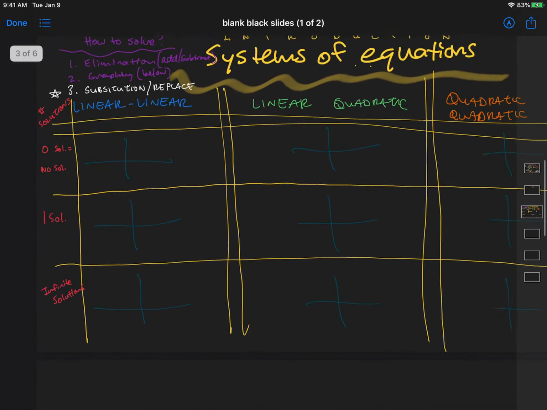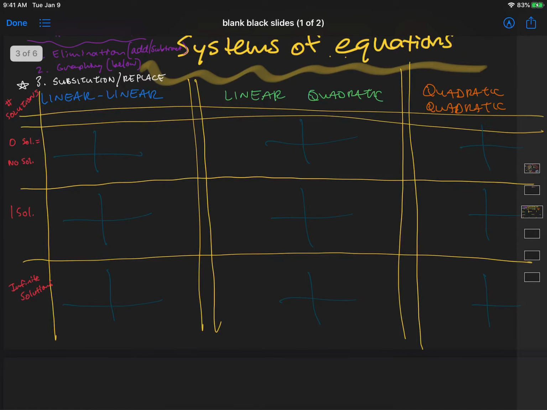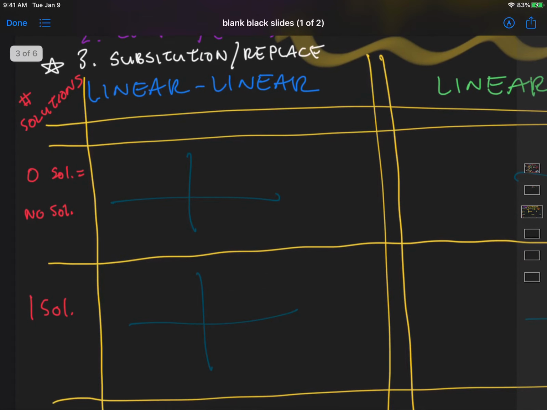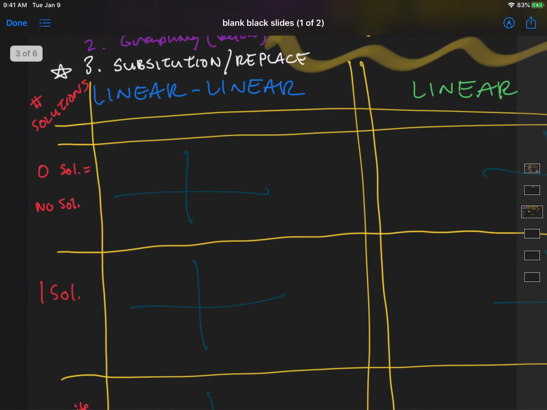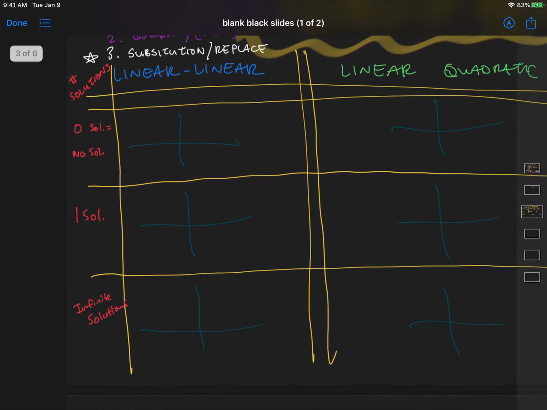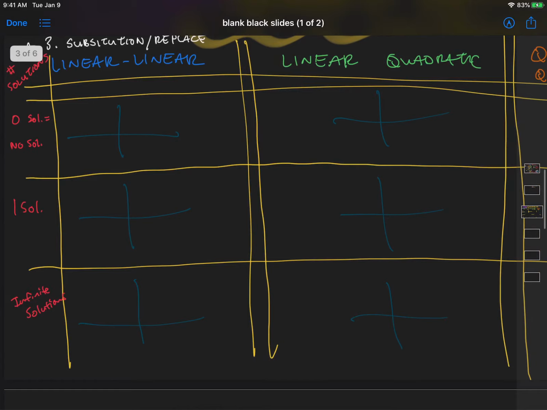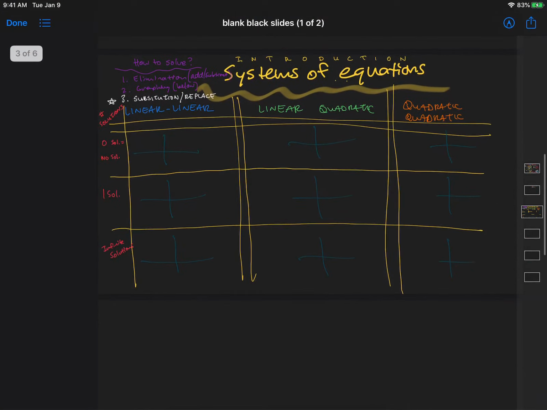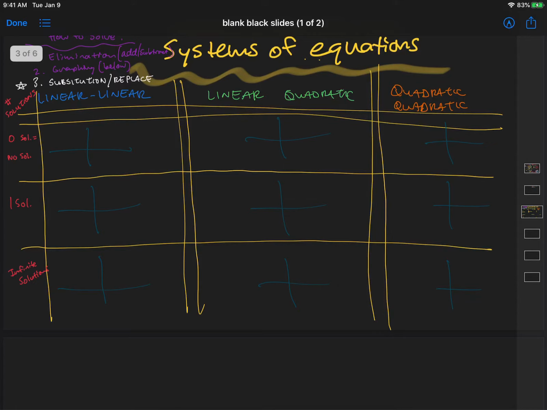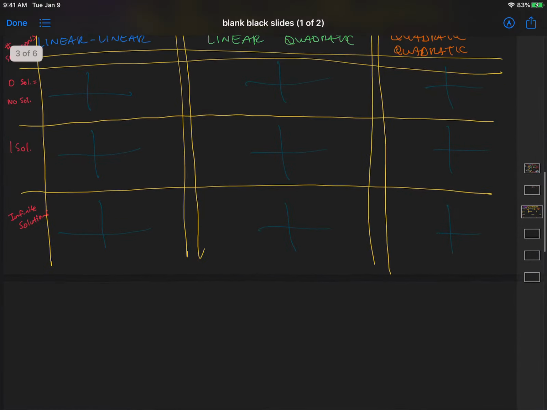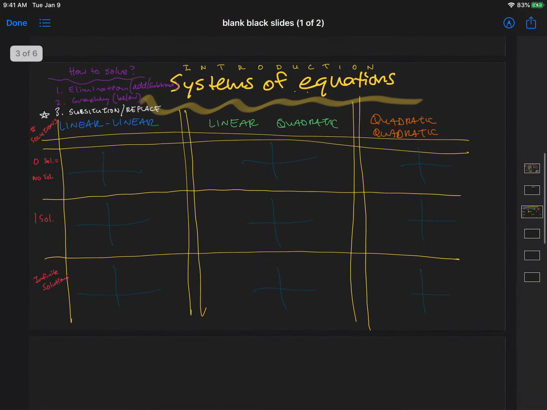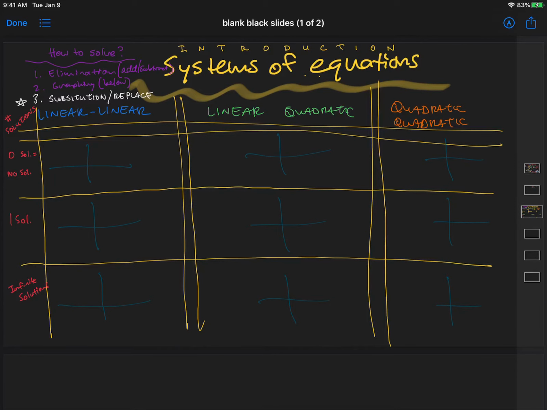But here's my little puzzle. Can you draw the pictures that show, for example, in this column in blue there, a linear and a linear? Can you draw me two linear graphs that have no solutions or no intersections? Over here, can you show me a linear and a quadratic that have, in this middle column, one solution? And then, for the quadratic and quadratic, can you show me that it has an infinite amount of solutions or intersections? Press pause, and then I'll give you a hint.